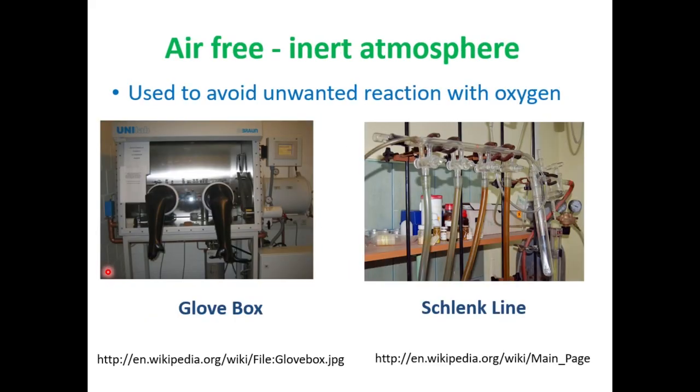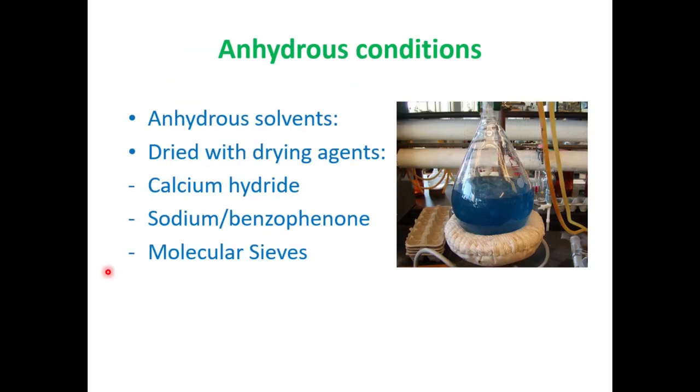Other methods for avoiding contact with moisture in the air and using an inert atmosphere include use of glove boxes and Schlenk lines, but we won't be using those today, but you can look those up to learn a bit more about them. Also, of course, to avoid moisture in your reaction, you will want to use anhydrous solvents. To use anhydrous solvents, you first need to dry the solvent, and there are different drying reagents we can use to do that. Reagents like calcium hydride, sodium and benzophenone, or molecular sieves can be quite effective at drying out your solvent, removing any moisture from the solvent, and therefore removing any moisture that may cause undesired side reactions.